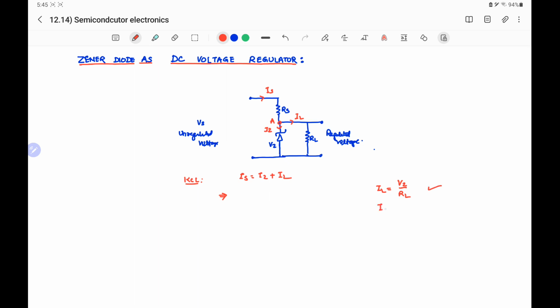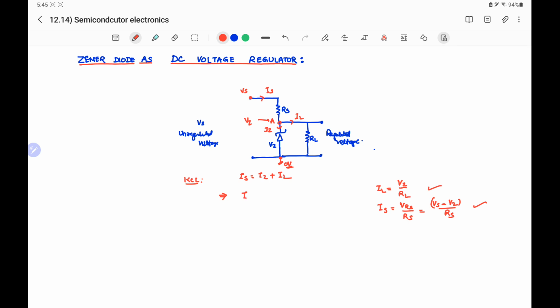Similarly, we can find the source current. This source current will be equal to the voltage across Rs divided by the resistance Rs, and the voltage across Rs will be equal to Vs, the source voltage, minus the voltage at junction point A. If the lower end is grounded, or at 0 volt, then in comparison to this, point A will have the potential Vz and the end of the supply has the potential Vs. So we can say that the potential difference across Rs will be Vs minus Vz, divided by Rs. So this is the source current.